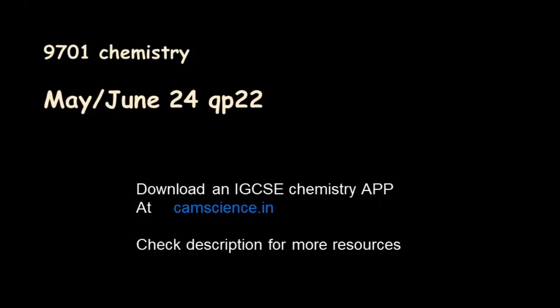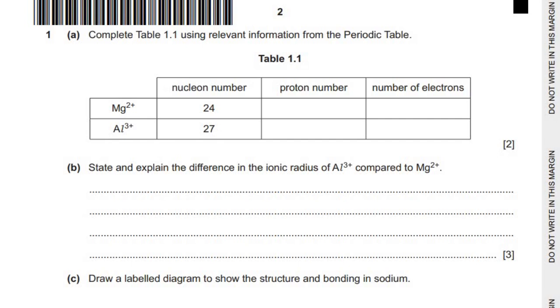In this video, let's solve question paper 2-2 of the examination series 9701 chemistry May-June 2024. In this video we'll be solving half of the question paper, and the next video will solve the remaining questions. So let's start with question 1 here.